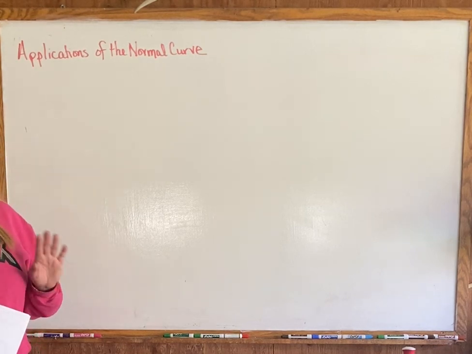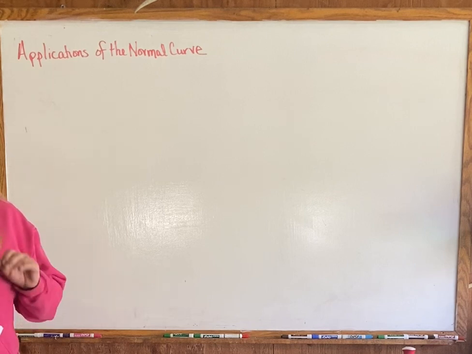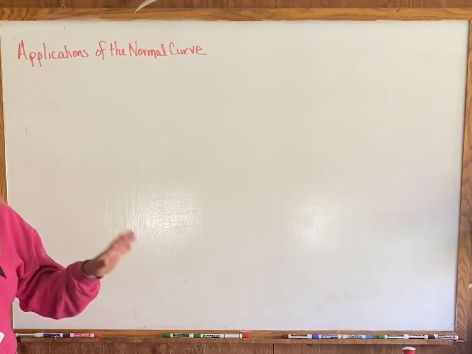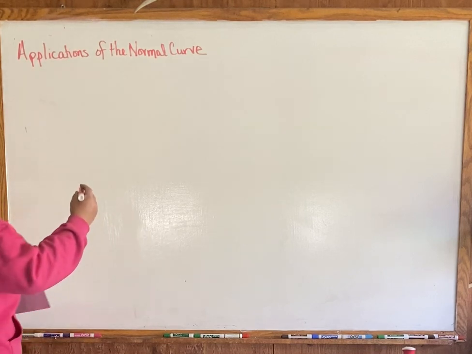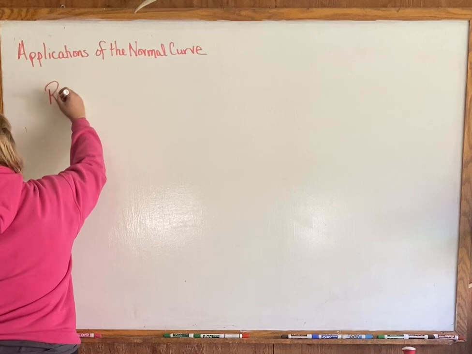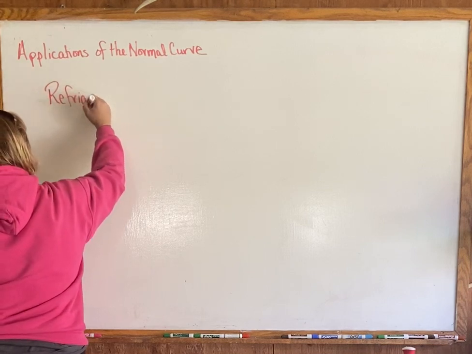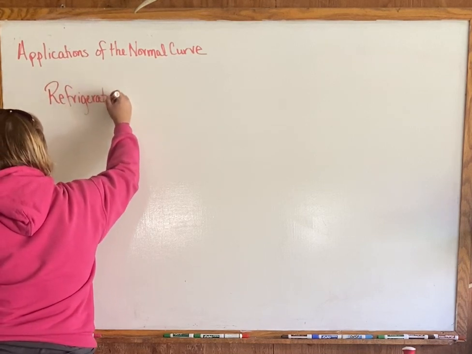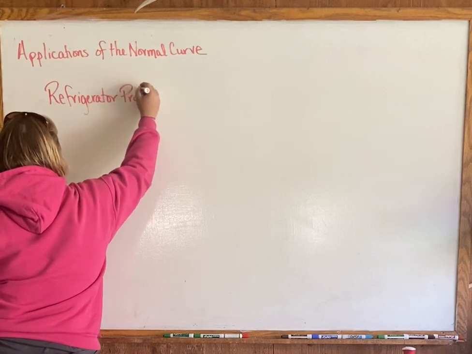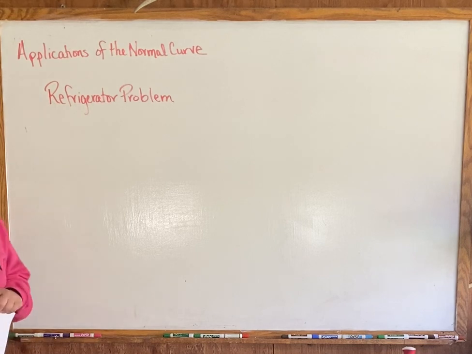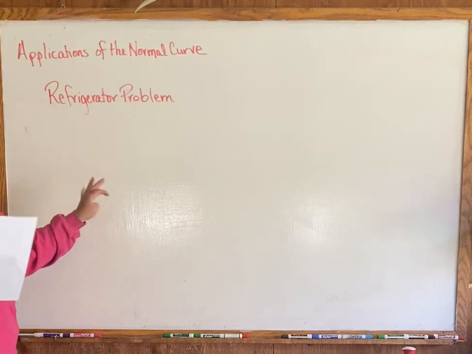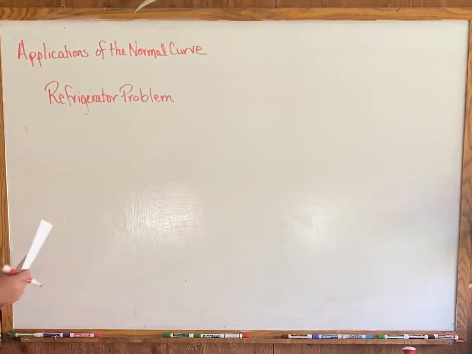So the first example we're gonna do is we're gonna look back to one that we did way back in the first couple weeks of school. So I'm gonna ask you if you remember the refrigerator problem. And we did that back when we were looking at Chebyshev's rule and the empirical rule with standard deviation. So I'll rewrite the information here, but hopefully this will kind of ring a bell a little bit.